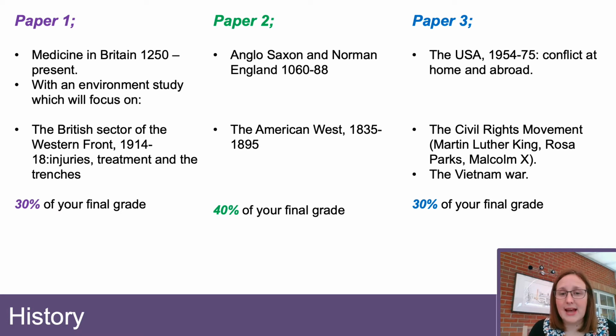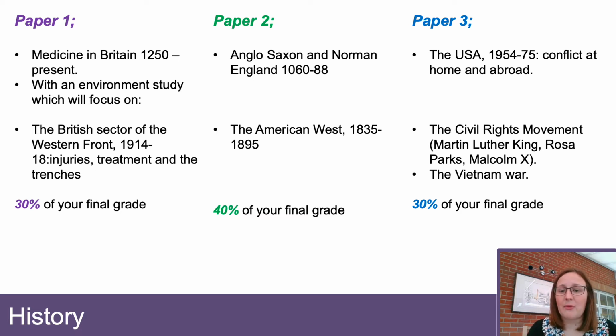There are 3 exams by the end of your second year at GCSE, by the end of year 11. One is paper 1, which looks at medicine in Britain. That's worth 30% in total. The second is split into 2 different sections. There's one section on Anglo-Saxon and Norman England, so looking at why William won the Battle of Hastings and what happened next. That's worth 20% of your final grade.